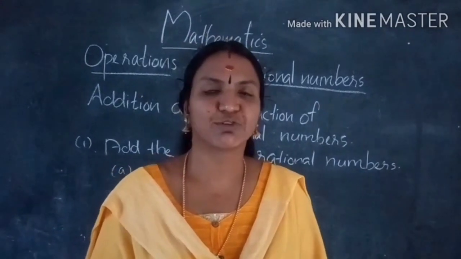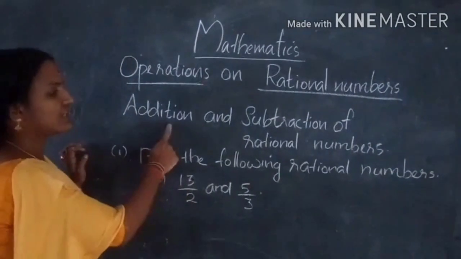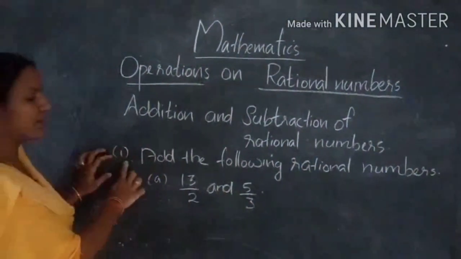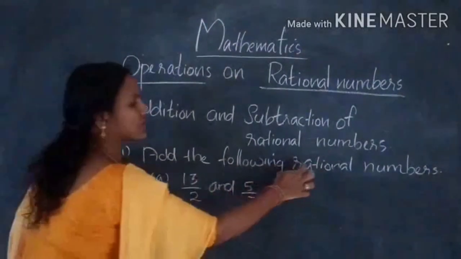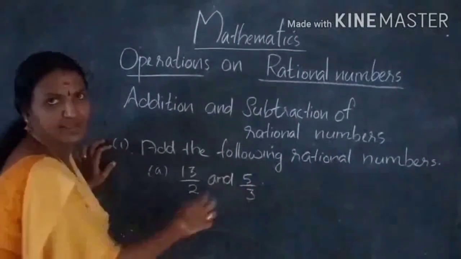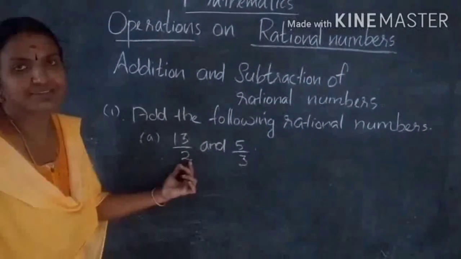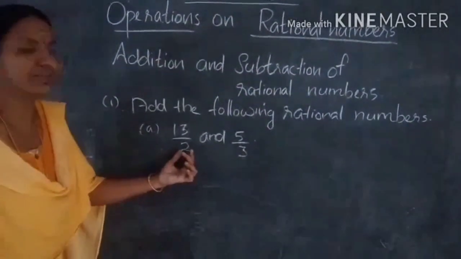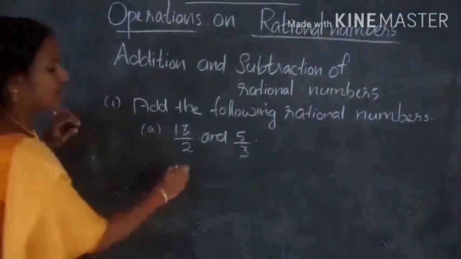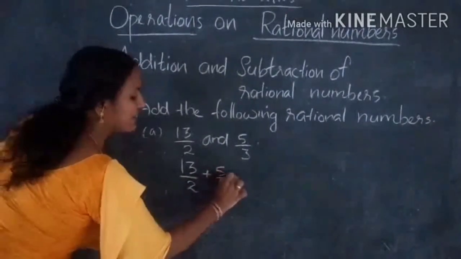Next, we shall discuss operations on rational numbers: addition and subtraction of rational numbers. Question number 1. Add the following rational numbers: 13 by 2 and 5 by 3. Here the denominators of both fractions are different. Okay, so first of all you take the LCM of 2 and 3. 13 by 2 plus 5 by 3.